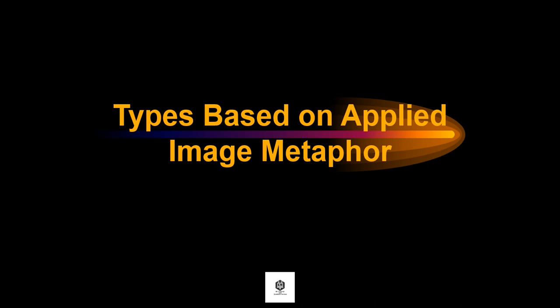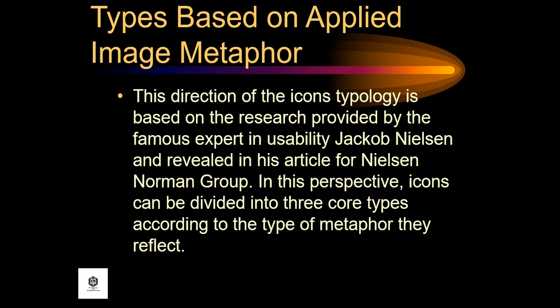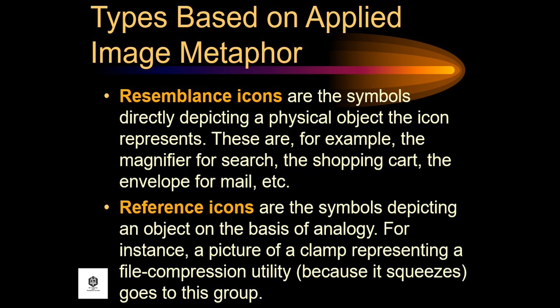Now let's talk about the types of icons based on applied image metaphor. This direction of the icons topology is based on the research provided by the famous expert in usability Jakob Nielsen and revealed in his article for Nielsen Norman Group. In this perspective, icons can be divided into three core types according to the type of metaphor they reflect.